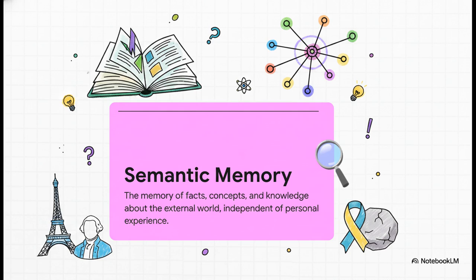The second type of explicit memory is semantic memory. If episodic memory is your life story, semantic memory is your internal encyclopedia. It's a massive database of facts, concepts, and general knowledge about the world. Things like knowing the capital of France is Paris or that water boils at 100 degrees Celsius. This knowledge is stored across the brain's association areas and is remarkably resilient, often staying largely intact even well into the later stages of Alzheimer's.